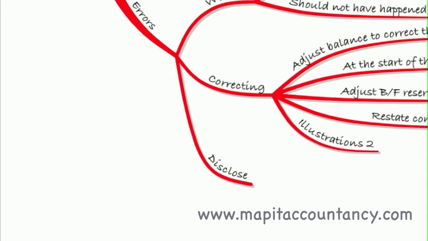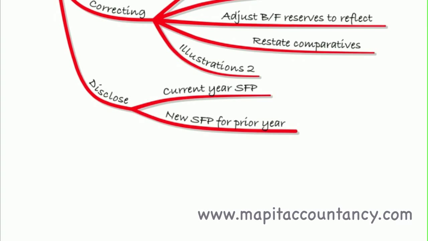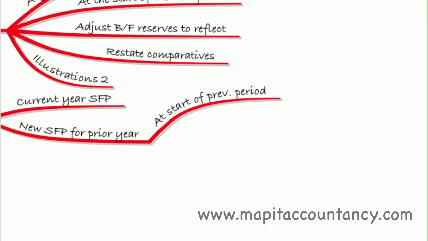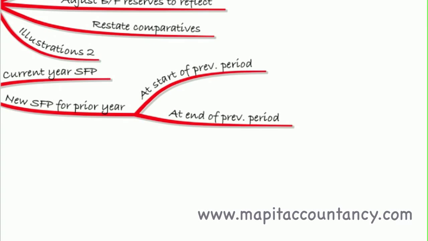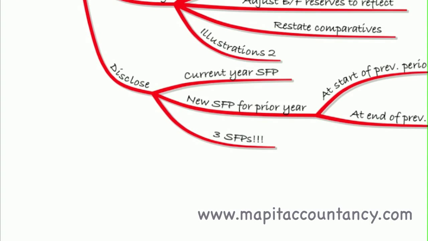Disclosures on this, well, when we've done this, we need to disclose a current year statement of financial position. We also need to disclose a new statement of financial position for the prior year, both at the start of the prior year and at the end of the prior year. So we need to disclose 3 statements of financial position. So do be aware of that.